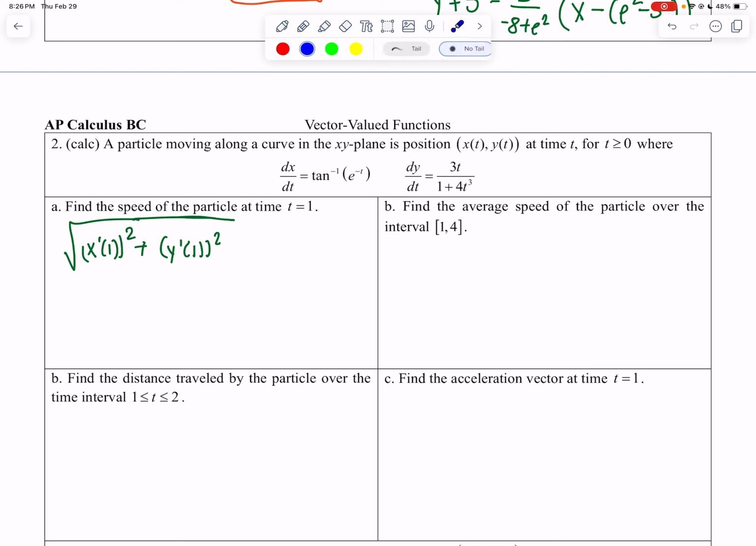Now for part D here, if you give me this, it is going to be wrong because there's no supporting work. So you do want supporting work to say that, okay, the acceleration vector is going to be the same thing as saying x double prime of 1 and y double prime of 1. And that's going to be your little supporting justification work.